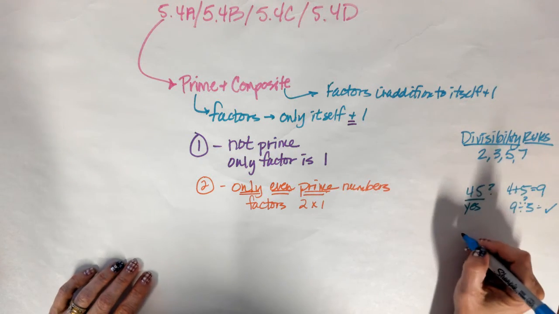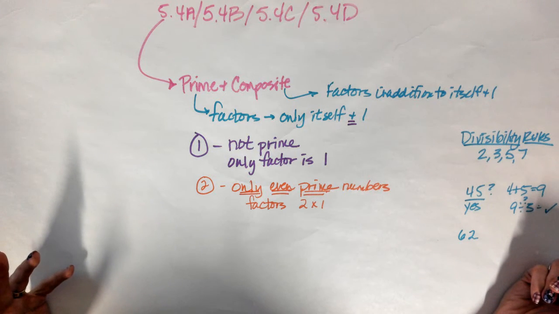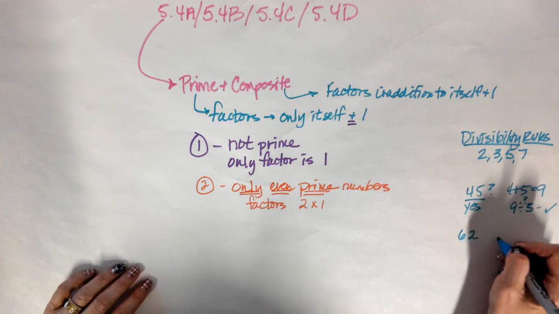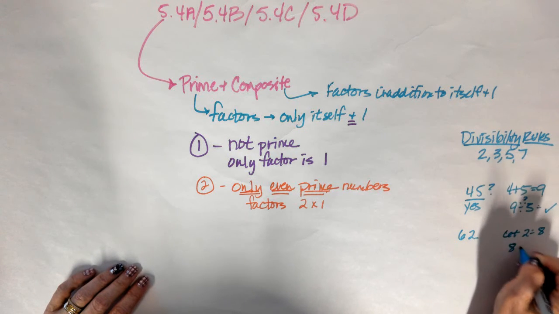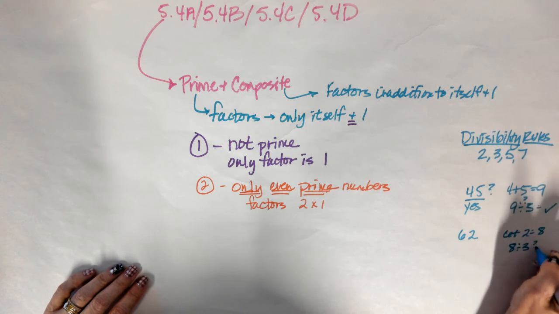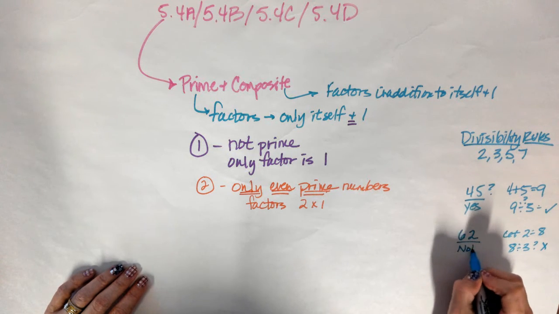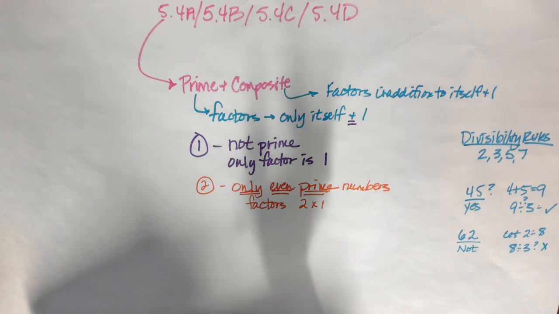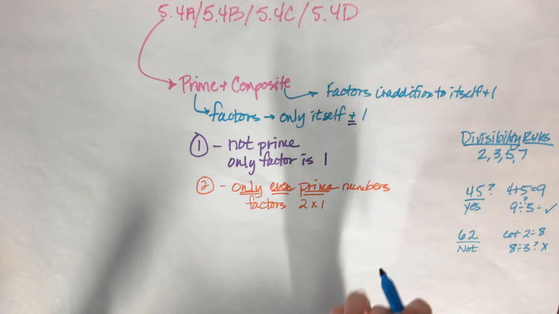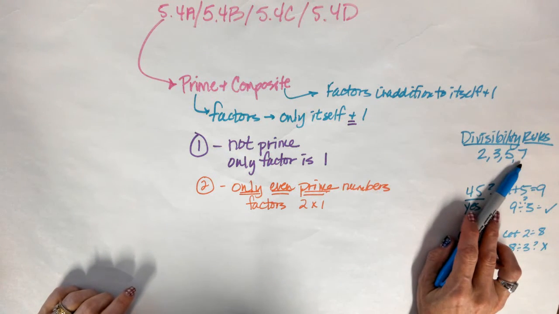Let's check another one. Let's do 62. I don't know right off the top of my head if 62 is divisible by 3, but I know 6 plus 2 is 8. Is 8 divisible by 3? No, it's not. So then 62 is not divisible by 3. That's how you use that rule. We all know the rule for 5. If the last digit is a 5 or a 0, the number is divisible by 5. I'm going to tell you there's not a great rule for 7.